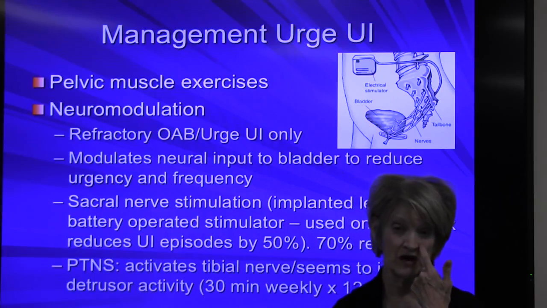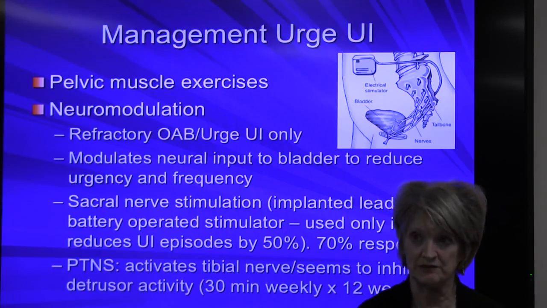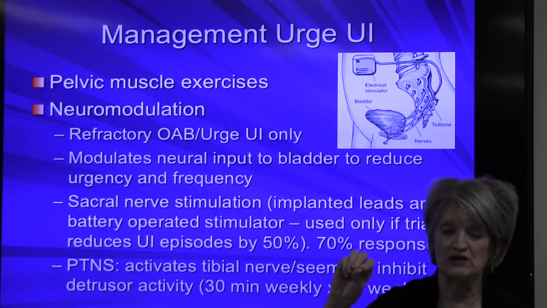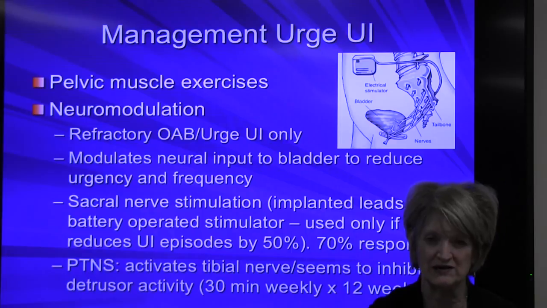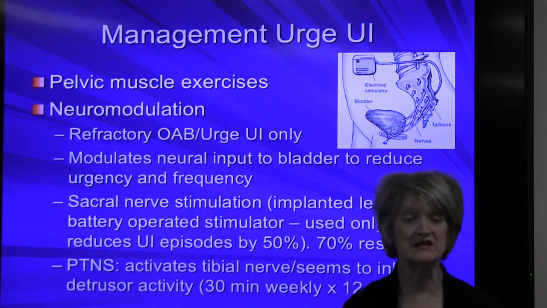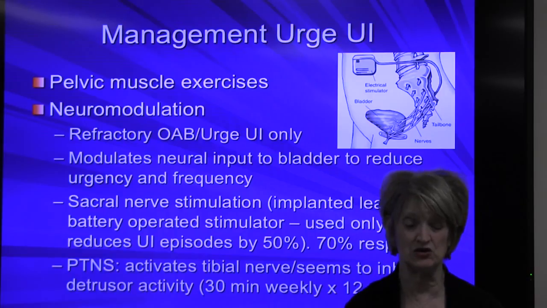So there's actually two types. There's sacral nerve stimulation, SNS. The trade name is InterStim. So what they do is they implant leads and a battery-operated stimulator. And those leads are placed right adjacent to the sacral nerve pathways that cause bladder contractions. So where do those nerve pathways come off? S2 to S4. Where are these leads implanted? S2 to S4.